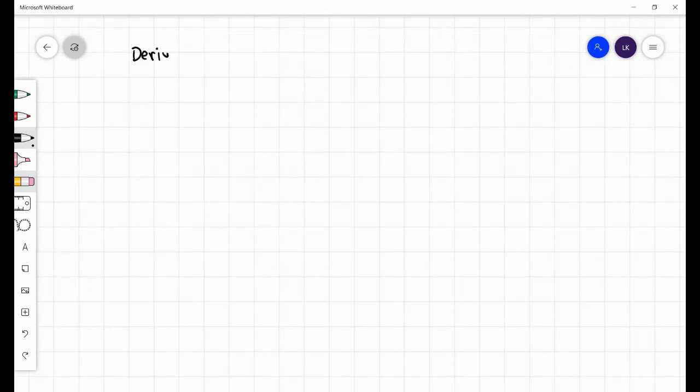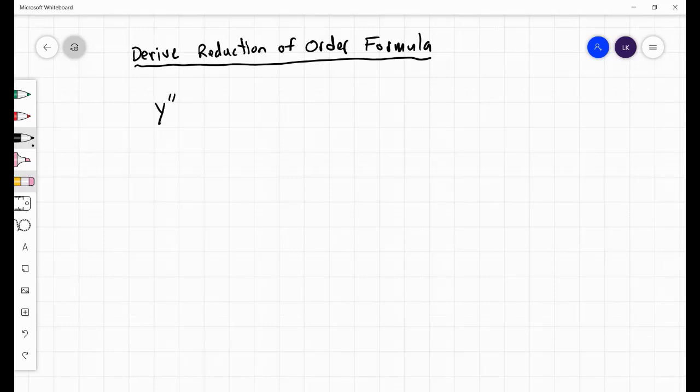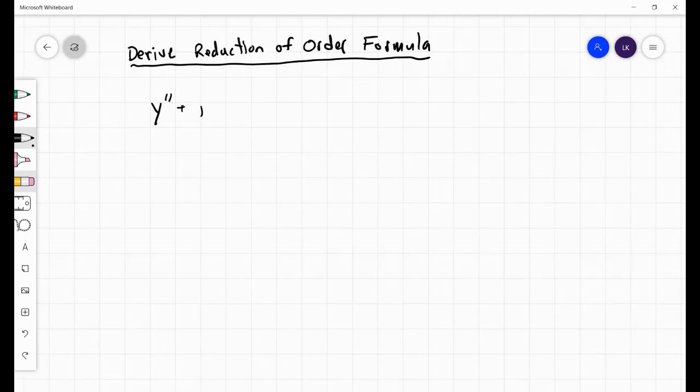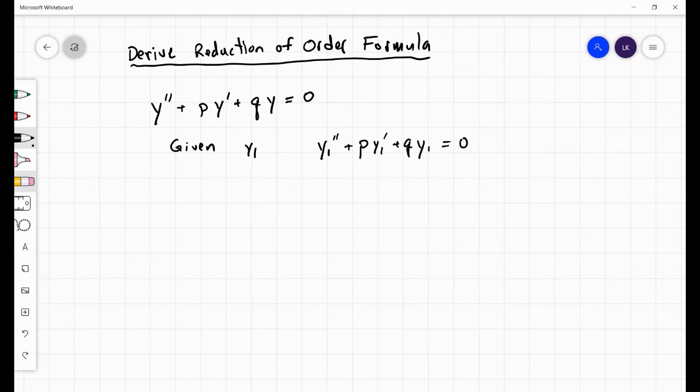So we're going to have a second order equation here, written in a conventional form. And reduction of order works to find a second linearly independent solution for a homogeneous equation, so the right-hand side is 0. Okay, so we are given y1 as a solution to the equation. So in particular, we know that if you differentiate y1 once, twice, plug it into the differential equation, you would get 0, because this is a solution.